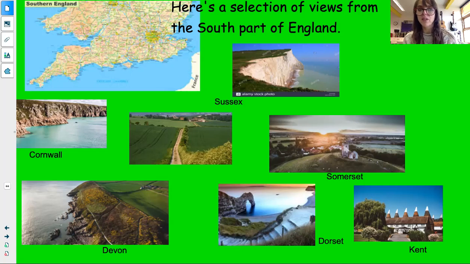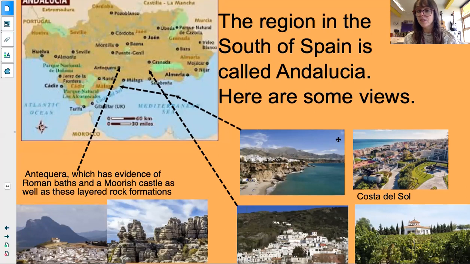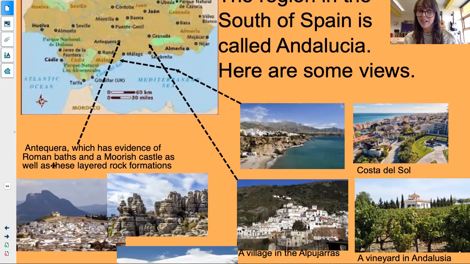Let me show you the equivalent of the Spanish one. Okay, the south of Spain, the region here is called Andalusia. Okay, and here are some views. We have the Costa del Sol, which are these two pictures here, which is here. We have places like Antequera, which has evidence of Roman baths, as we do in some places in this country. I'm going to be honest about that. And Moorish Castle, as well as these layered rock formations, which I don't think that I've ever seen anything like.